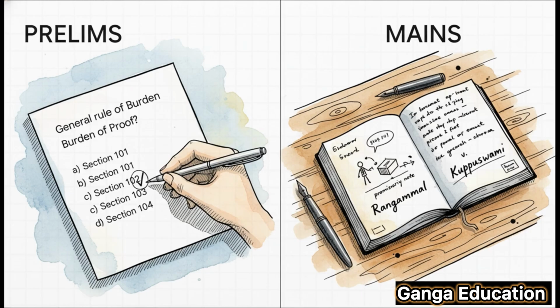Simple. For the mains, a problem-based question like the promissory note example we discussed could come up, or you might be asked to write a short note on the difference between legal and evidential burden, in which you must, absolutely must, cite the Rangamal case.